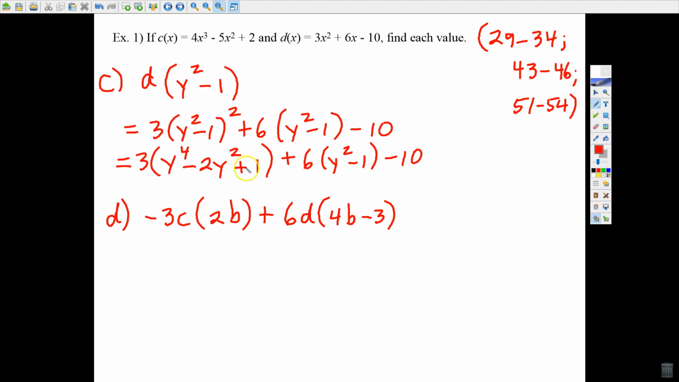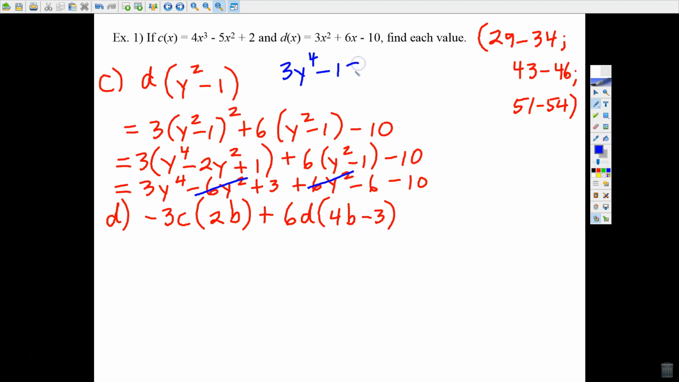Okay, now I've set it up to distribute in both of these cases. So I'm going to distribute the 3. And here I'm going to distribute the 6. Bring down the minus 10. And now we're ready to combine like terms. This is a quartic term, y to the 4th, and I don't have any others, so I got one quartic term. The y squares cancel, negative 6 plus 6, and that leaves me with all constants. 3 minus 6 is negative 3, minus 10 is negative 13.